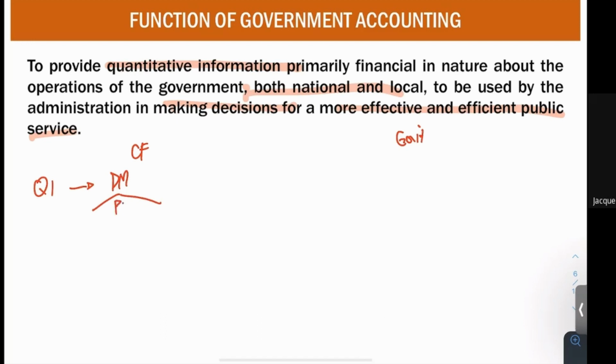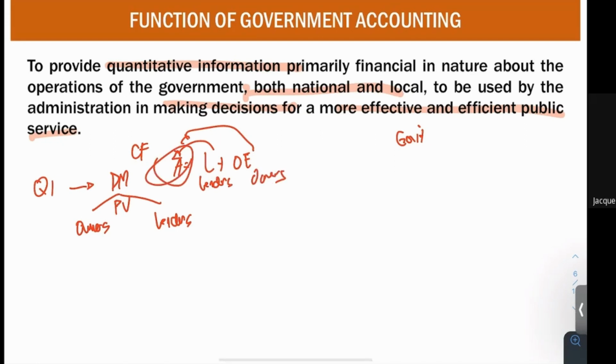So who are your primary users again under your conceptual framework? The primary users are your owners and your lenders. Why are they considered your primary users? They are considered your primary users because, based on your accounting equation, assets are equal to liabilities plus owner's equity. Your assets are contributed by liabilities, which are your lenders, and by your owner's equity, which are your owners. Therefore, the assets pertain to them. Since the assets pertain to them, they are the primary users.